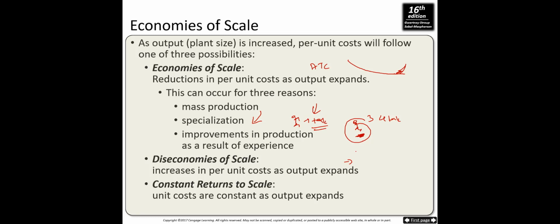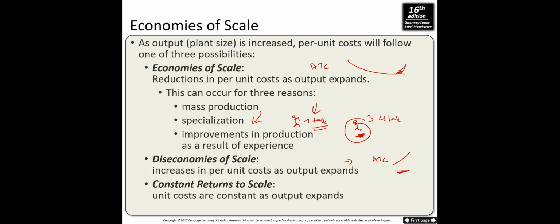So when the production plant gets bigger and bigger, there might be issues with management, right? Because coordinating everybody and making decisions might be harder. That's why we have diseconomies of scale. That means the average total cost in the long run increases when you increase the production in this unit.